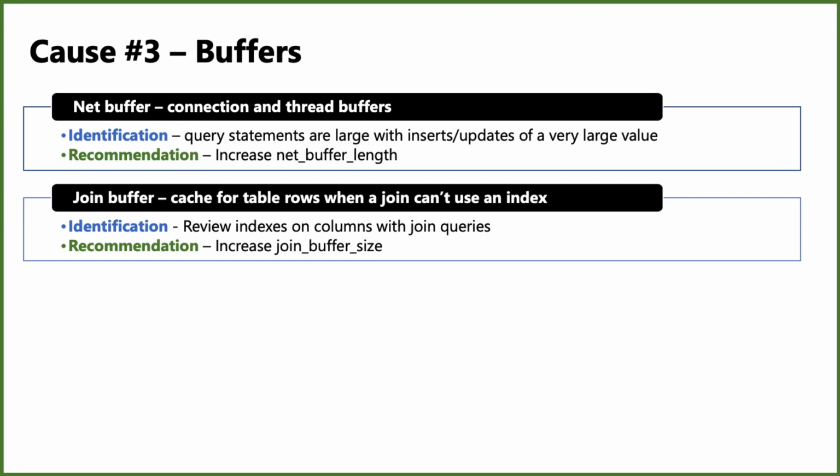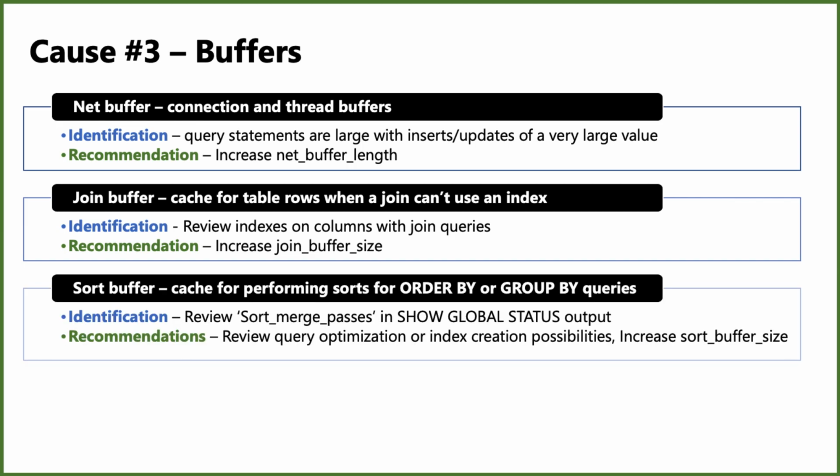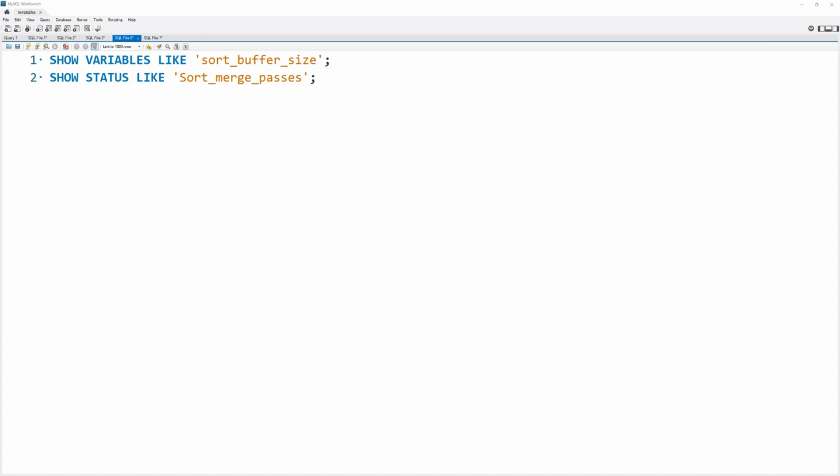The next buffer, that's the sort buffer, also falls in a similar bucket. But here, the sort buffer is used for performing sorts for some order by or group by queries. If you see many sort merge passes per second in the show global status output, consider increasing the sort buffer size value to speed up order by or group by operations that can't be improved by using query optimization or better indexing. Avoid arbitrarily increasing the sort buffer size value until and unless it's needed. Memory for this buffer is assigned per connection.